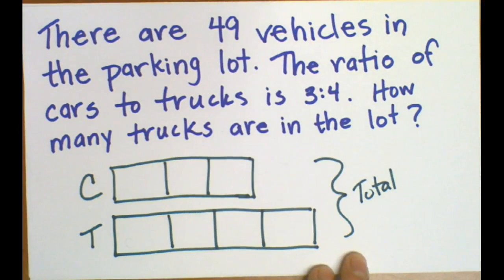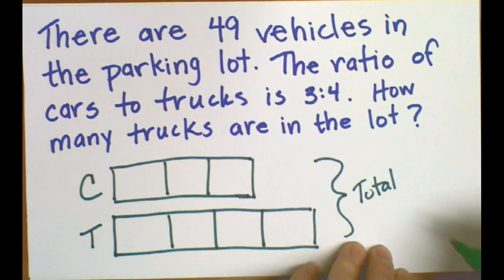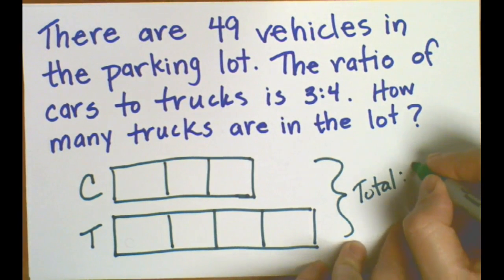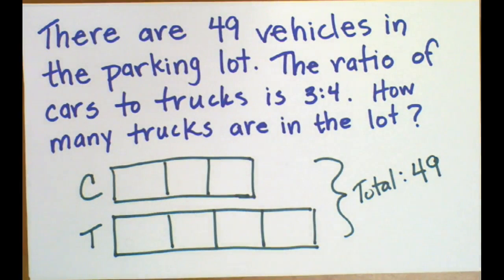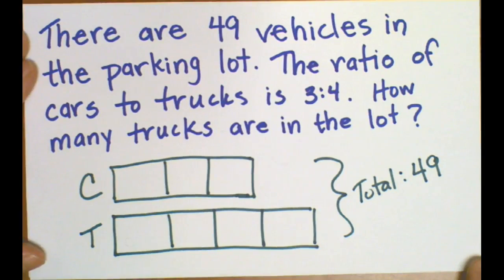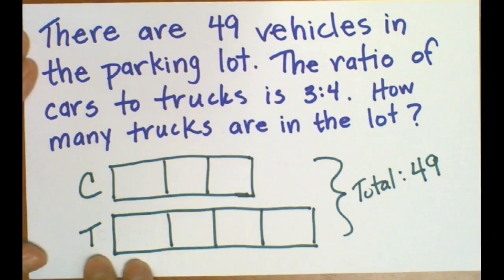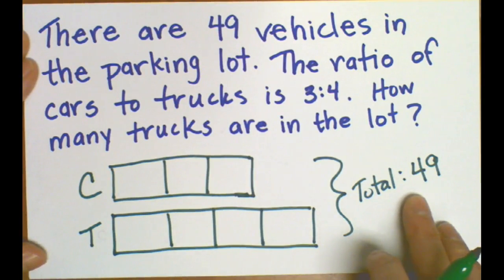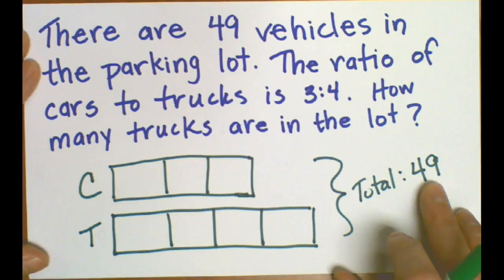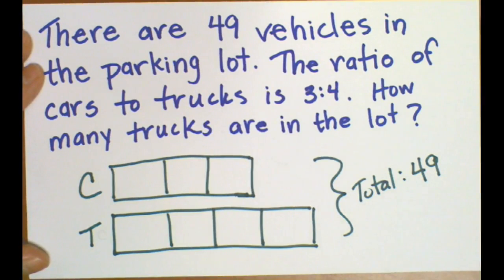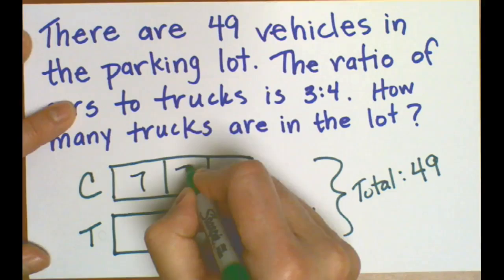In this case, we are given the total. We're not given the number of cars. We're not given the number of trucks. We are given the total, and we know that that total is equal to 49. So we have to look at this and say, what relationship am I going to use with that 49? How am I going to use that 49 to help me determine what it is I want to know? We know that there's a relationship here of 7 pieces to the total. 7 goes into 49 7 times, so each piece, since they're equal pieces, would be 7.